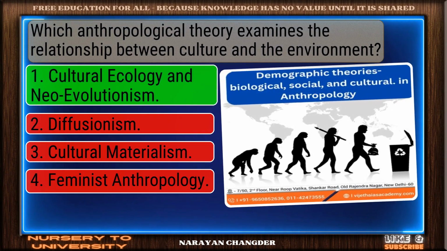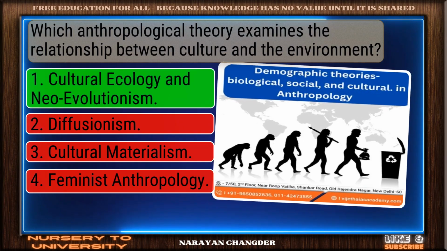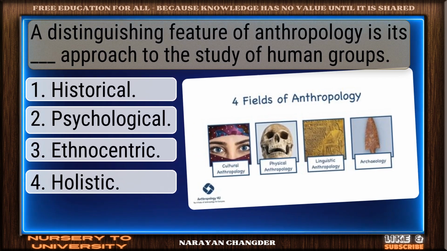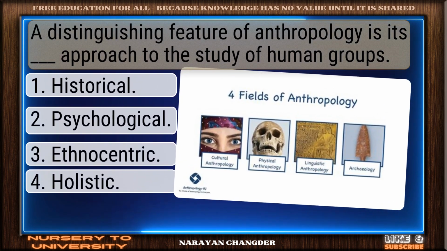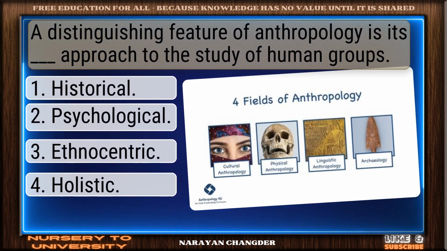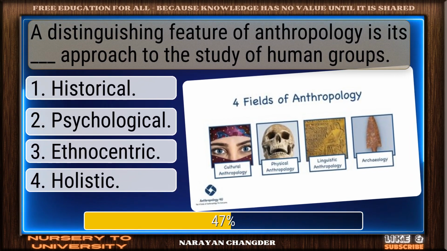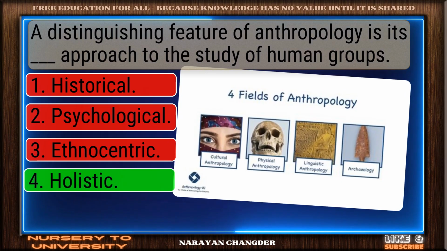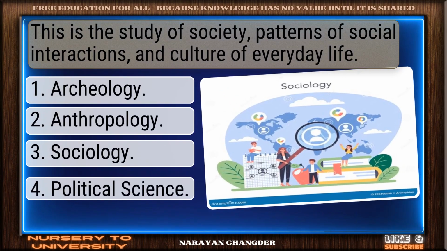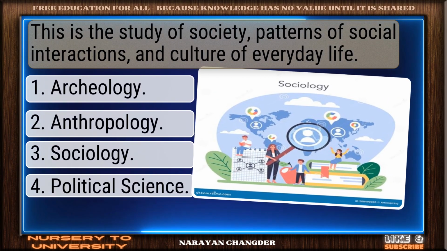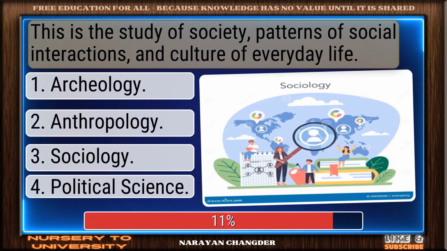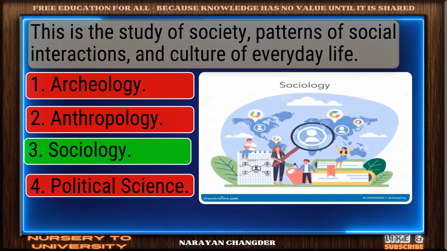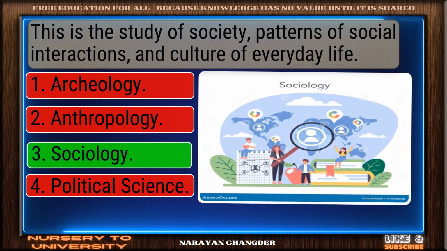Nicely done. Cultural ecology and neo-evolutionism is a solid answer. A distinguishing feature of anthropology is its approach to the study of human groups. Exactly. Holistic makes sense. This is the study of society, patterns of social interactions, and culture of everyday life. Nice selection. Sociology is the correct and valid answer.